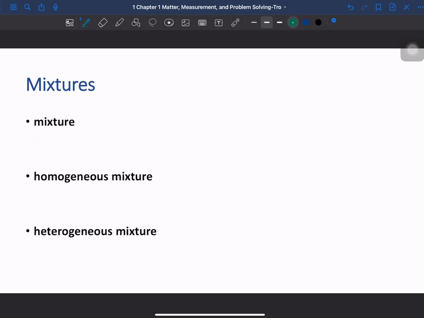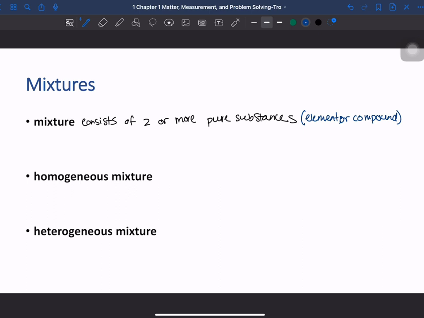So a mixture consists of two or more pure substances. A pure substance is something that cannot be broken down further by physical means. So that is going to be either an element or a compound. So when you put two of these pure substances together, then you get a mixture. We have two types of mixtures.